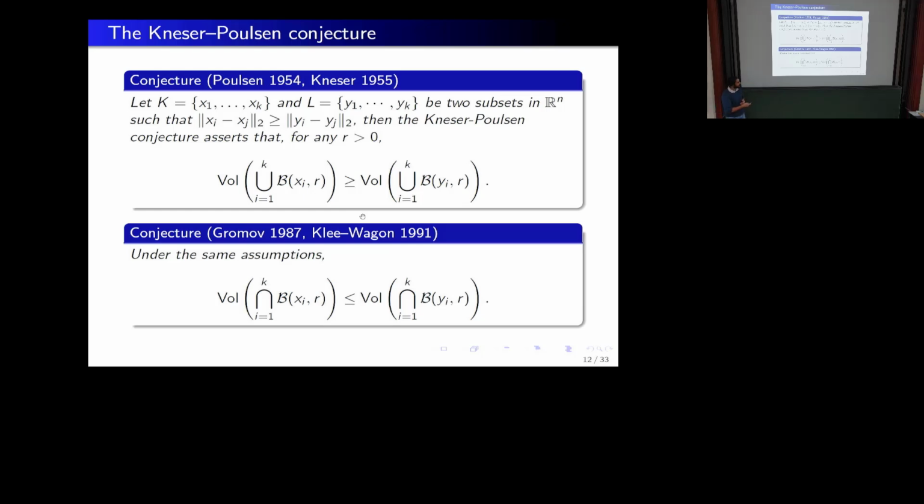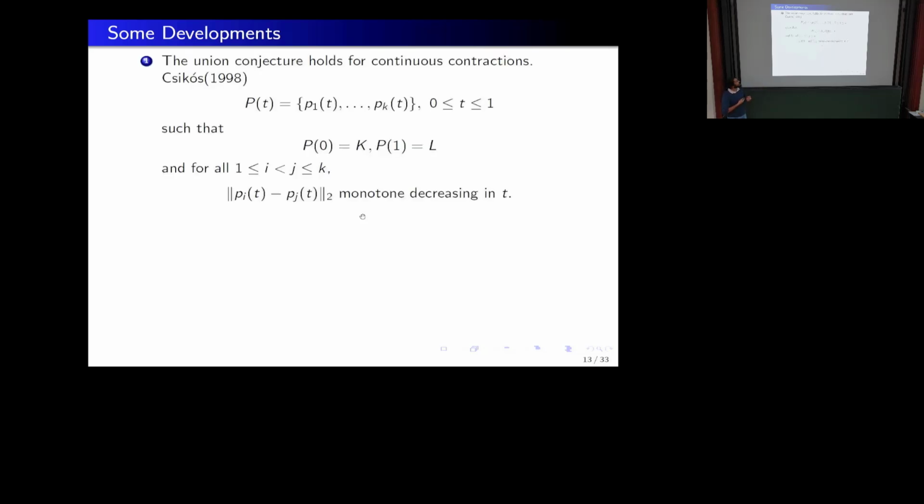Some developments, and I'll skip a lot of them. I'll just tell you a few that are very important for this talk. Csikós proved this conjecture under the assumption that there's an initial setup of points and a final setup of points, and you can continuously move these points from the initial configuration to the final configuration such that all pairwise distances reduce under this motion. This was Csikós in 1998. So he proved this conjecture in this situation.